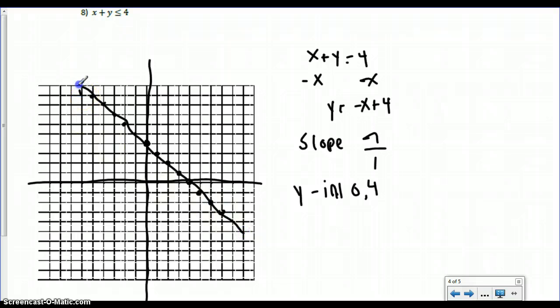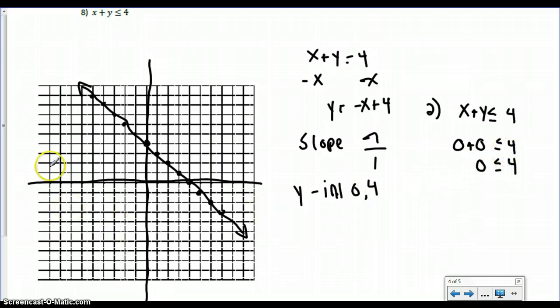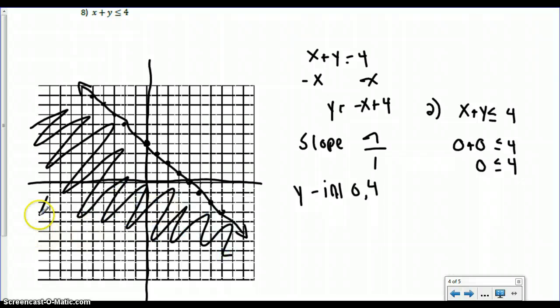So remember, now the second step is I want to choose a point that is not on the line. So if I choose 0, 0, 0, 0 is right here, and it's not on the line, so we're going to plug it in. And I'm going to plug it into the inequality. So it was x plus y is less than or equal to 4. So I'm going to plug 0, 0 in. 0 plus 0, is that less than or equal to 4? Is 0 less than or equal to 4? Yes, it is. So what we're going to do is just shade the side that 0, 0 is on. So everything on this side of the line is part of your solutions.